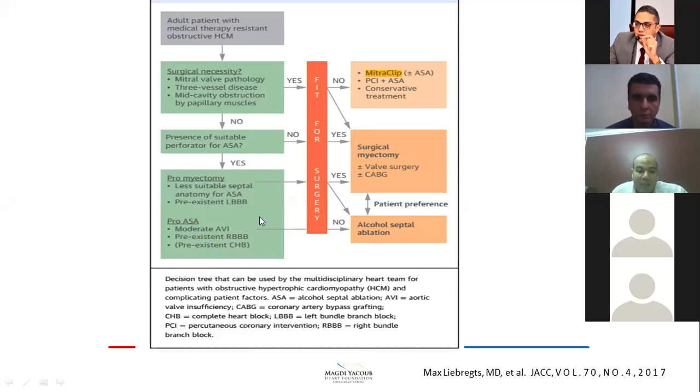So when the patient has a pre-existing right bundle branch block, it is more suitable to do alcohol septal ablation. And at the end of the day, it is a matter of discussion between the cardiac surgeon and the cardiac interventional consultant.